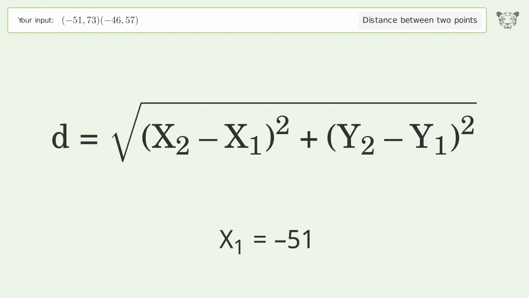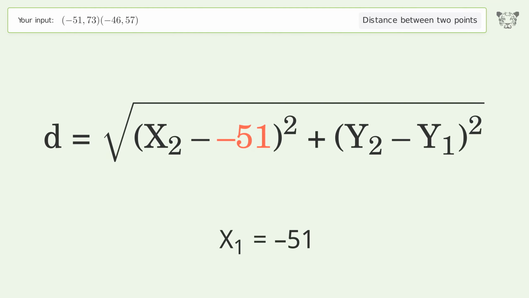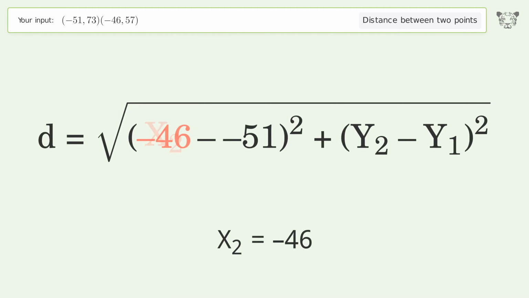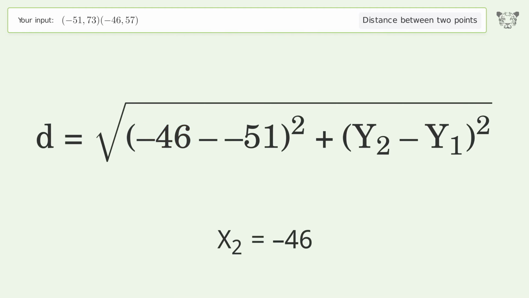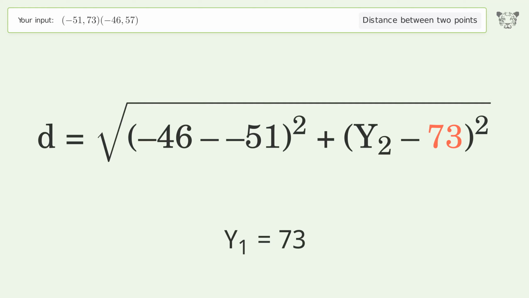x1 equals -51. x2 equals -46. y1 equals 73. y2 equals 57.